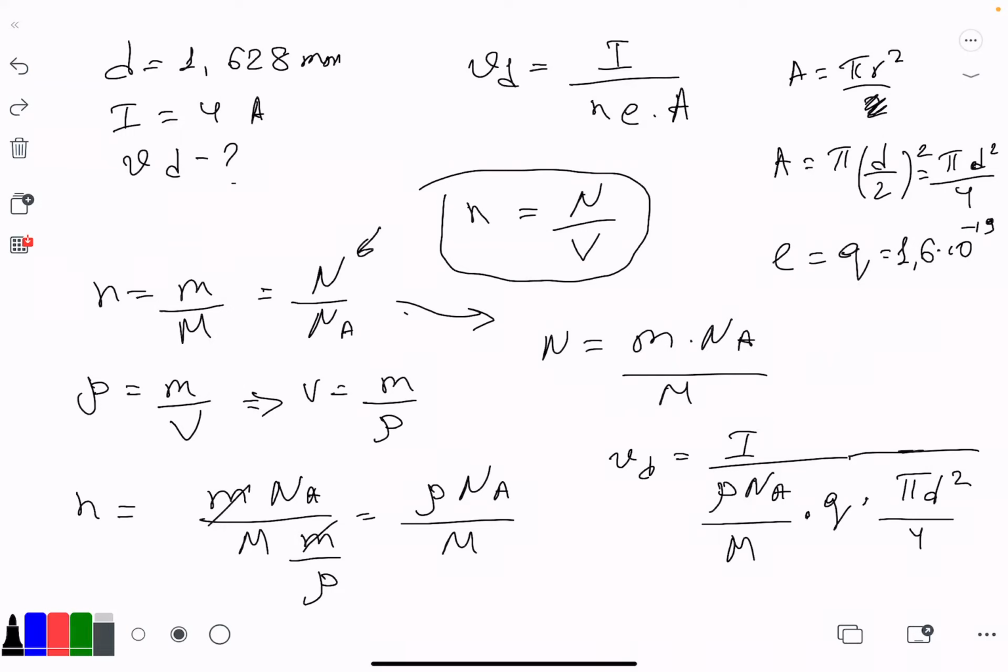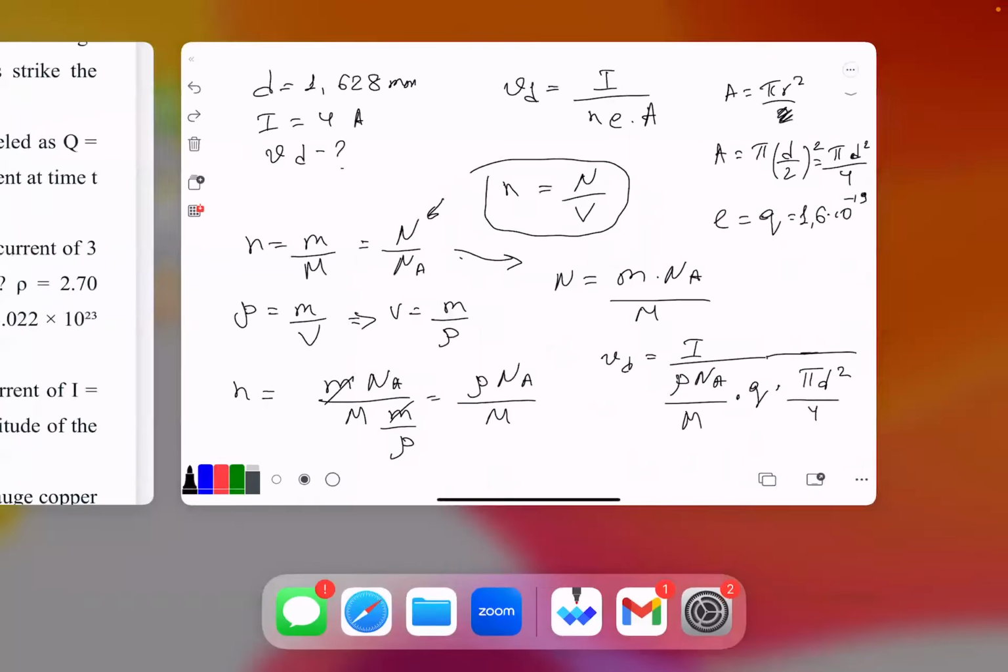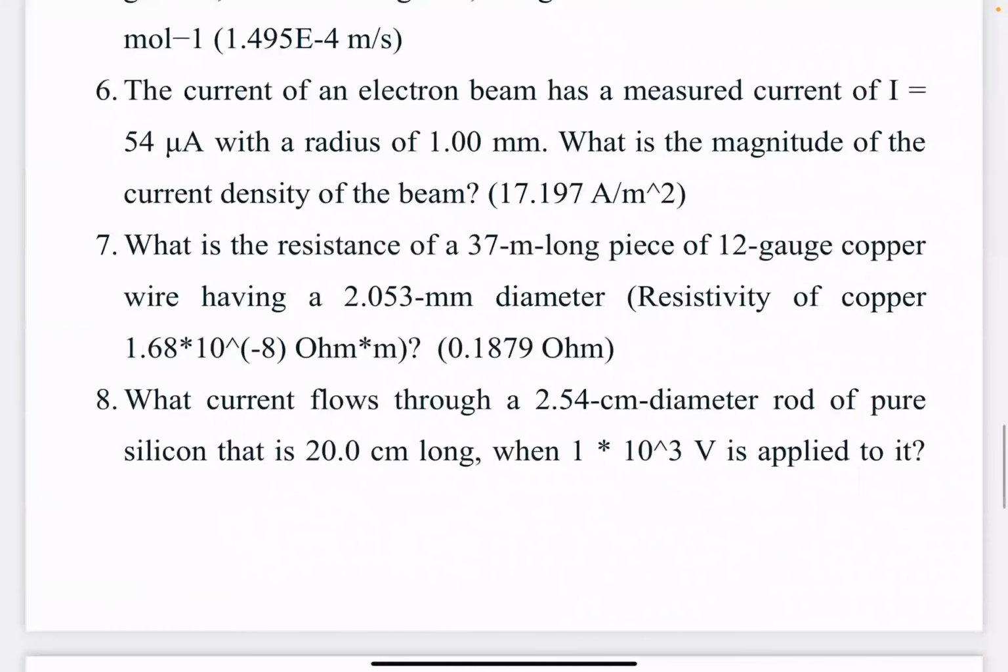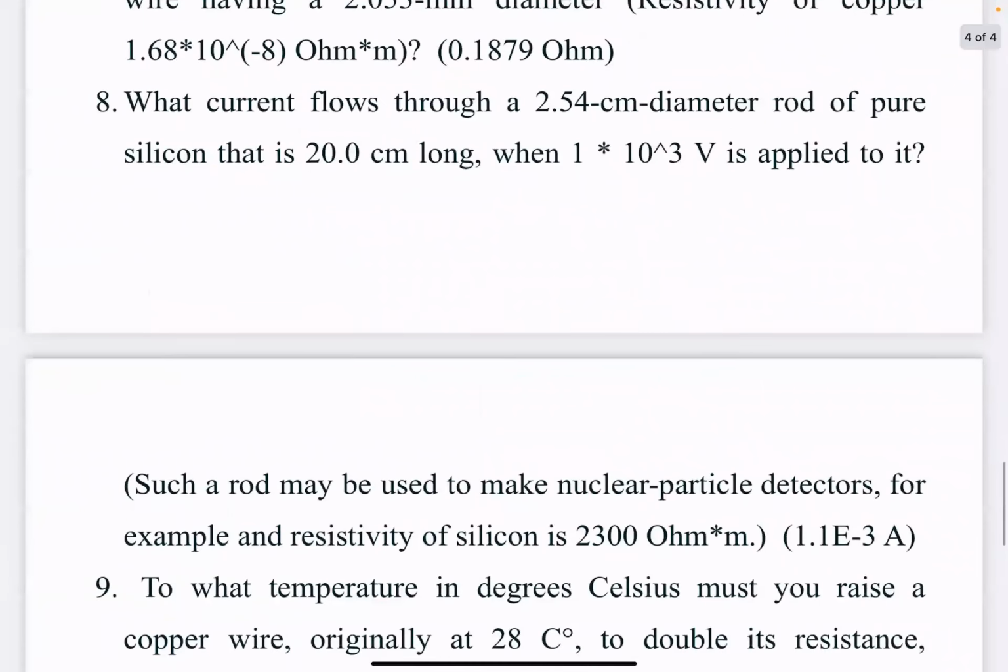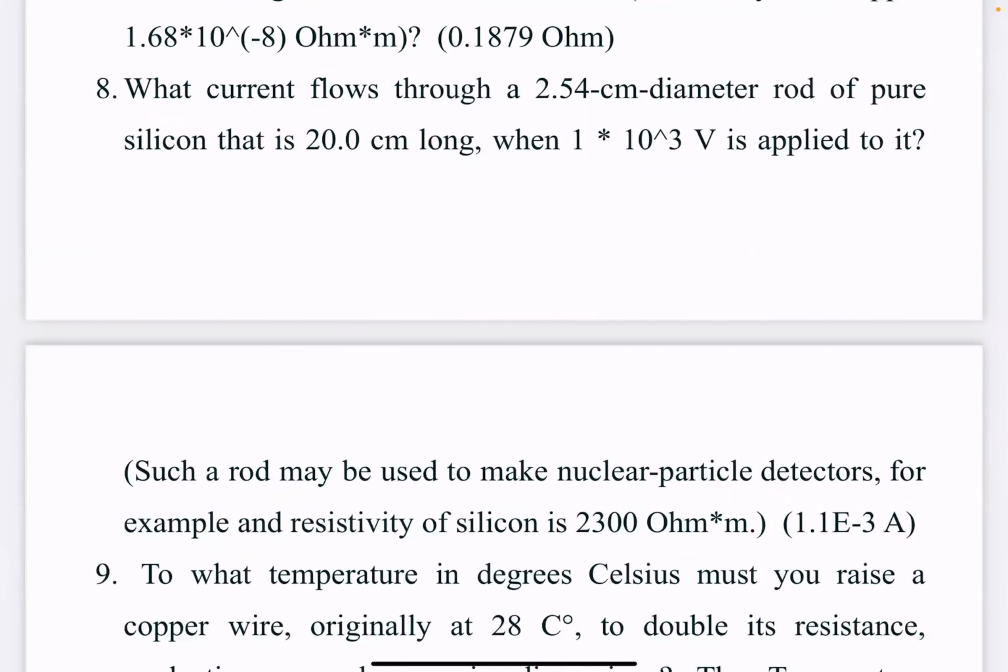Okay. The next question will be 8. So I try to first focus on the medium or difficult problems. And if we have time, we will solve the easier problems. Problem number 8.